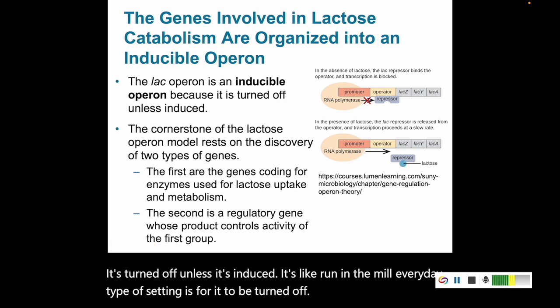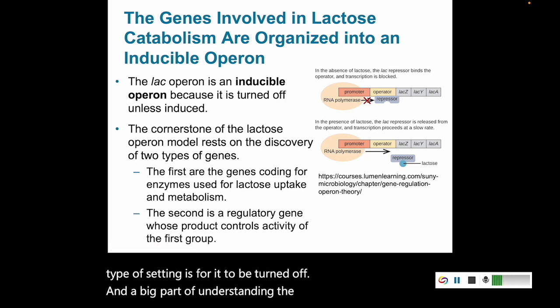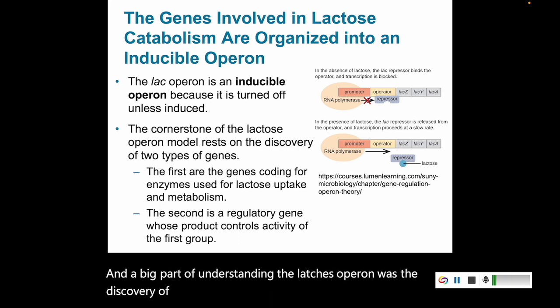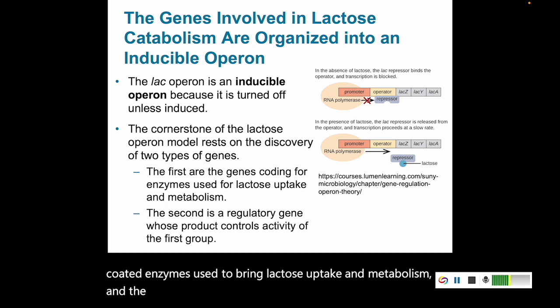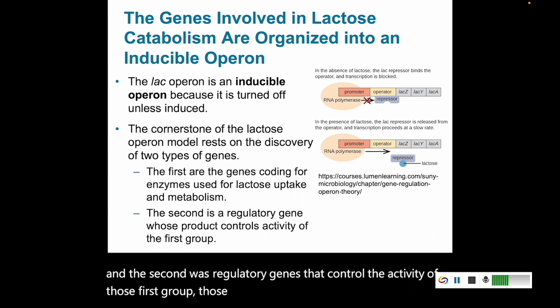A big part of understanding the lactose operon was the discovery of two types of genes. The first were the genes that coded enzymes used for lactose uptake and metabolism. And the second were the regulatory genes that control the activity of those first genes, the ones that actually create the enzymes to digest lactose.